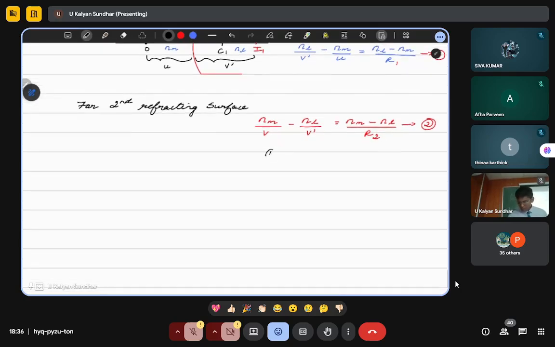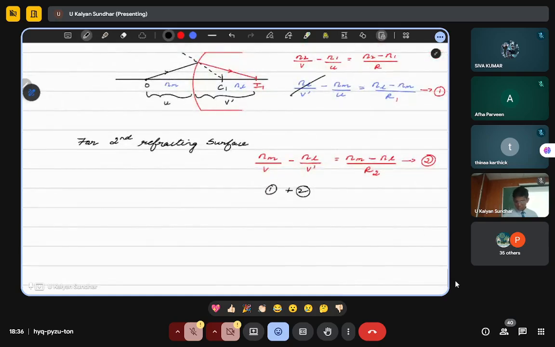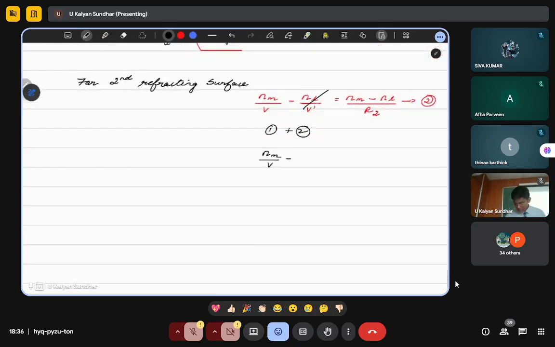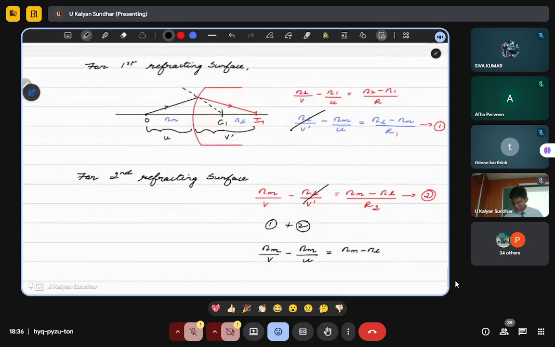Now adding 1 plus 2, V dash will cancel out, minus plus and minus. Now you will be writing it as NM by V minus NM by U will be equal to NM minus NL. Oh, sorry.